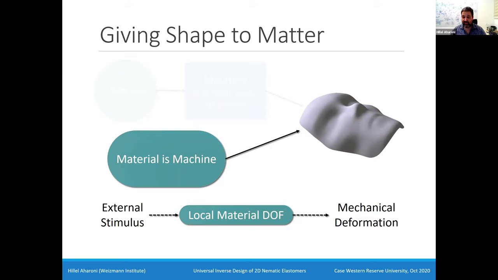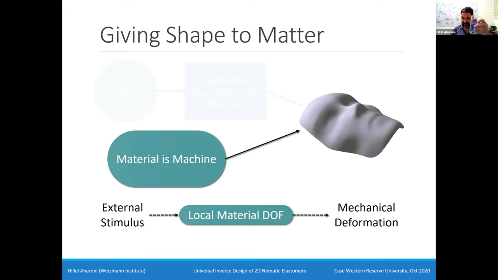So it's the local degrees of freedom in the material itself that couple the external stimulus. It could be changing the temperature or any kind of environmental field, and couple it to the mechanical deformation of the material. So you need a local degree of freedom that is coupled both to mechanical deformation and to some external stimulus. Now in this scheme where the material is the machine, we have to remember that a machine is not only hardware, a machine is also software, okay?